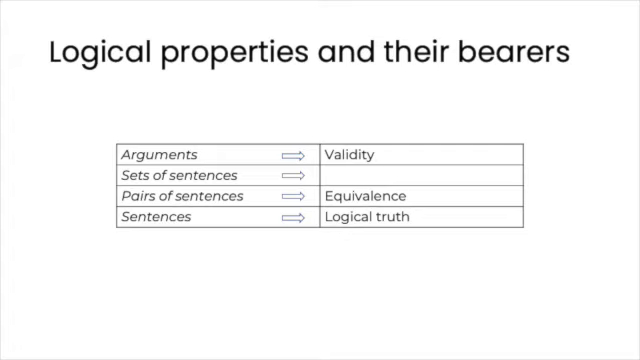In this short video, we're going to discuss the last of our logical properties. It is a property of sets of sentences that are not necessarily presented in the form of arguments. We're talking about a simple collection of sentences in which all members are on a par. There's no division between premises and conclusions. The corresponding property dimension is consistency-inconsistency.